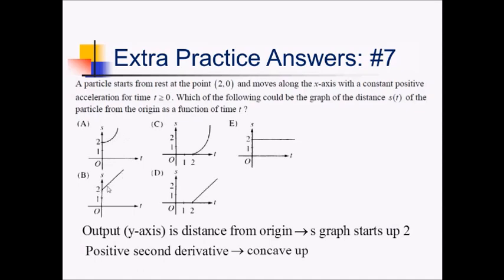B is increasing, but at a constant rate, so there is no acceleration here. It's a 0 acceleration. Over here in choice E, we're not increasing at all, so definitely A is the way we're going to have to go here.